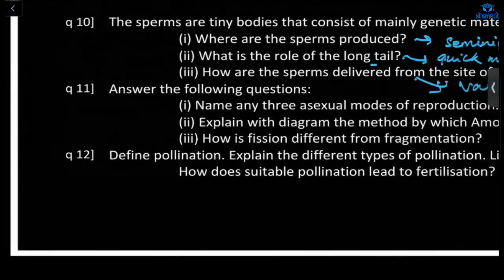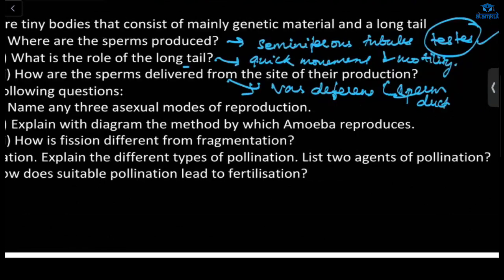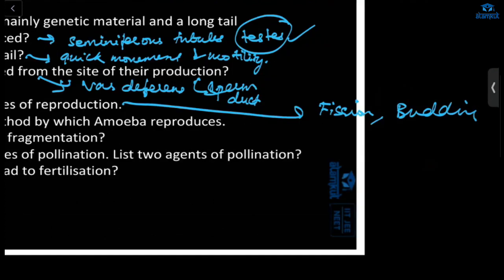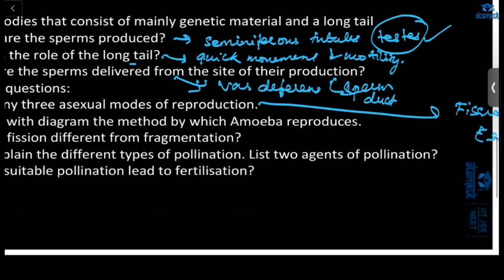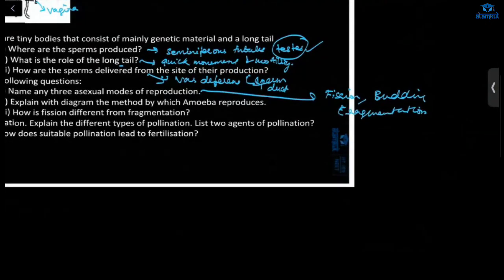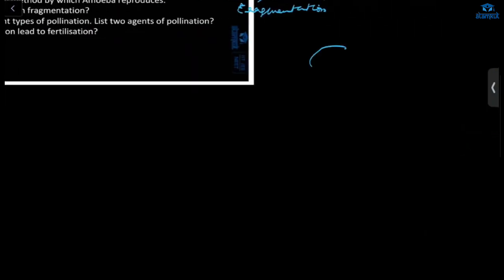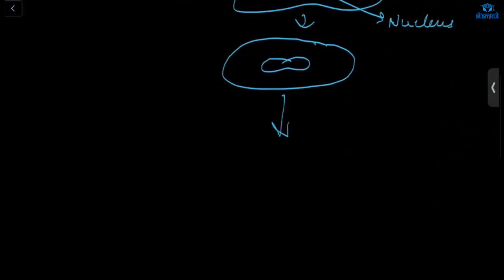11th question. Name any 3 asexual modes of reproduction. It could be fission, budding, and one more, fragmentation. Explain with the help of a diagram the method by which amoeba reproduces. It reproduces by binary fission. How does this happen in amoeba? There will be nuclear division, and after that, there will be cytoplasm division.